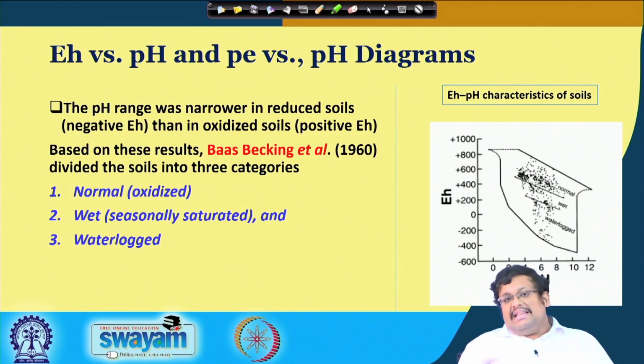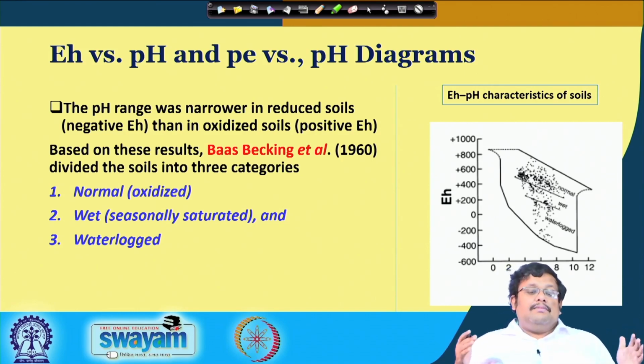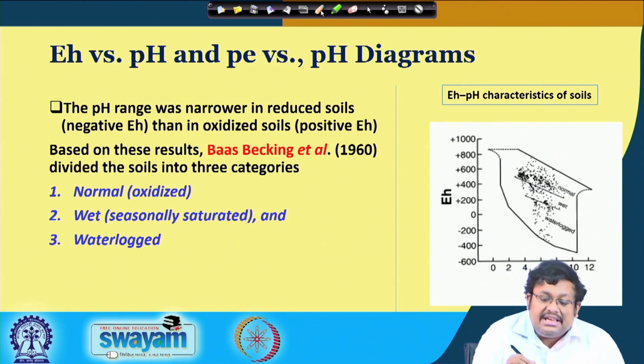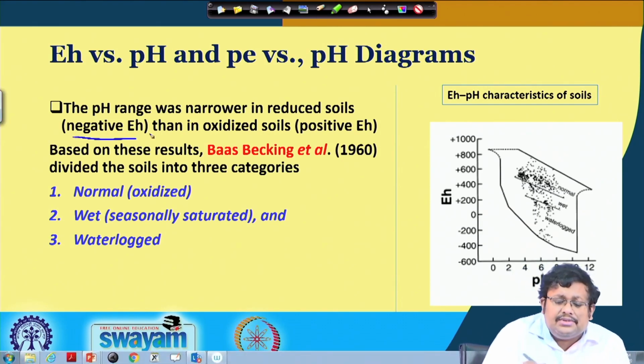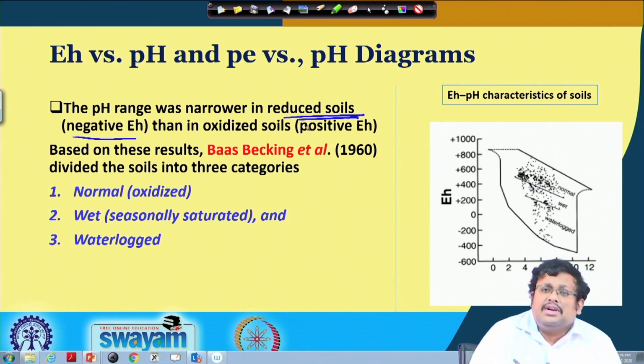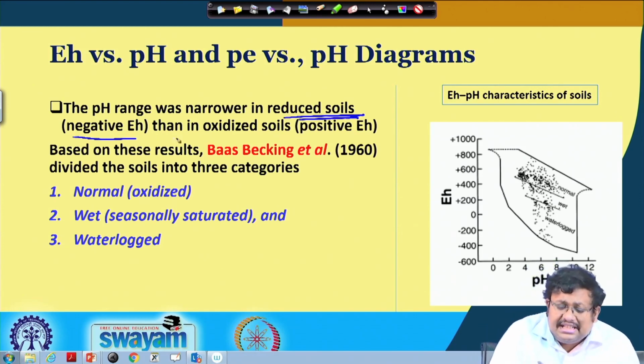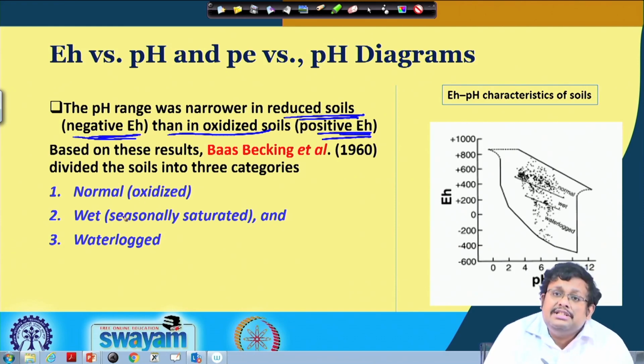So, the pH range was narrower in reduced soils, because it is having the negative EH. So, negative EH is basically produced in reduced soil or submerged soils, whereas oxidized soil is basically characterized by positive EH. So, again the oxidized soil is characterized by positive EH, the reduced soil is characterized by negative EH. So, the pH range was narrower in reduced soils than in oxidized soil.